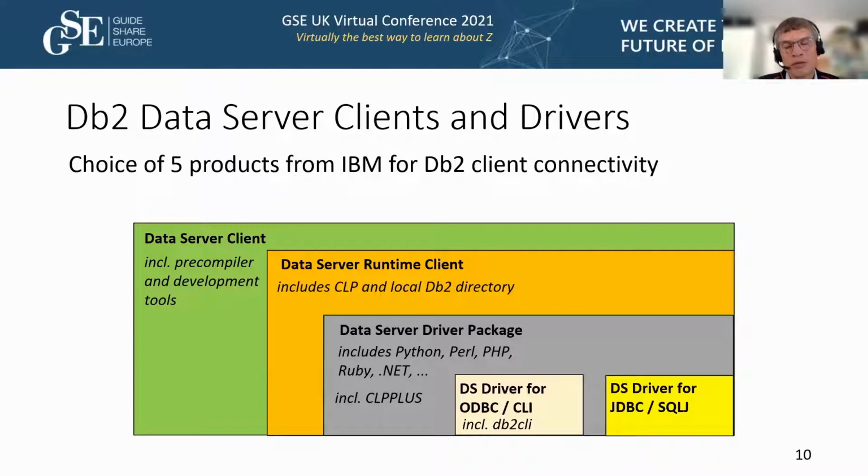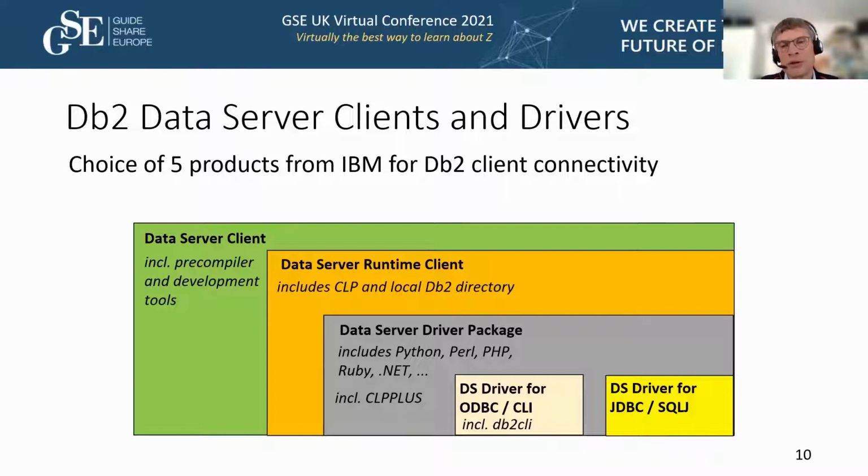Then we have two quite small packages, and we'll start with this one in the right lower corner, which is the data server driver for JDBC and SQLJ. That's actually everything you need to run a JDBC application. So if you're hosting an application server, be it WebSphere, Tomcat, JBoss, whatever, and it should connect to DB2 on the mainframe or on LUW, this is everything you need to run the application from the DB2 connectivity perspective. It is the data server driver for JDBC and SQLJ.